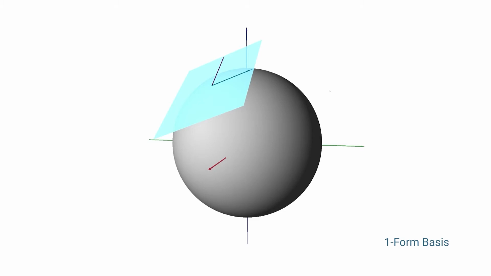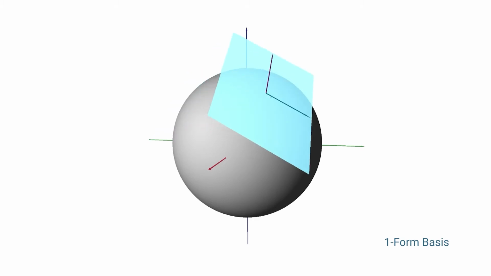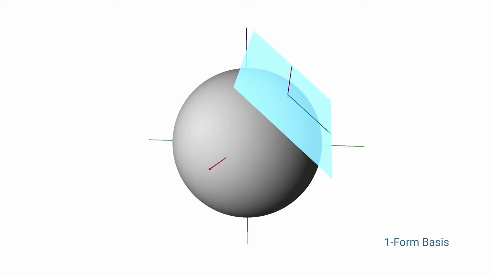We have already seen how we can construct basis vectors for all the tangent spaces on the manifold. Now let me see how we can, from these basis vectors, also construct a basis for the one-forms. Let's pick one tangent space here with its associated basis vectors.